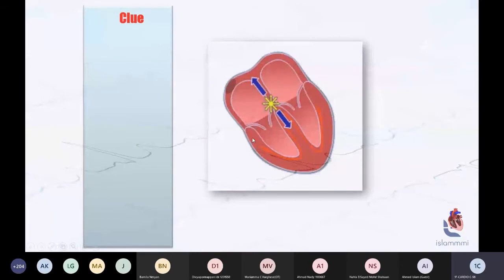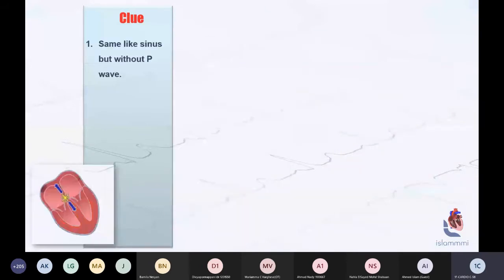The AV node is just in the middle between the atrium and the ventricle, so it fires the impulse to the atrium and to the ventricle at the same time. Not like the SA node, which is located here, where the impulse first goes through the atrium and then to the ventricle. Because the AV node is right in the middle, it fires the impulse in both directions at the same time. So the P wave will not be shown. Why? Because it occurs at the same time as the QRS. The QRS is big and it masks the P wave. That's why we cannot see the P wave in this condition.